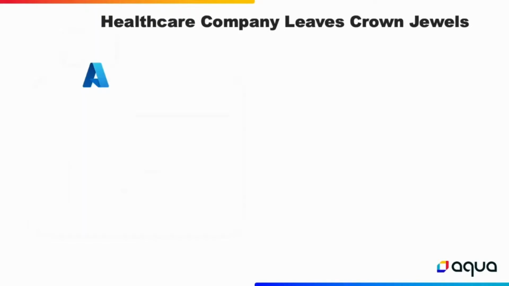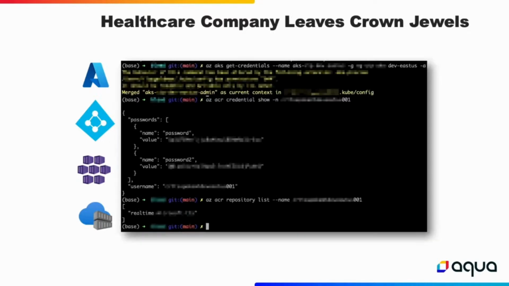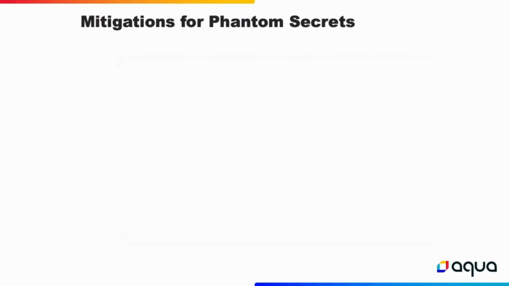Our final example involved a privileged Azure account token utilized by a major healthcare company. This token provided us access to Azure AD, their container registry in Azure ACR, and their Kubernetes instances in Azure AKS. We have observed numerous examples and scenarios in which secrets can be concealed.